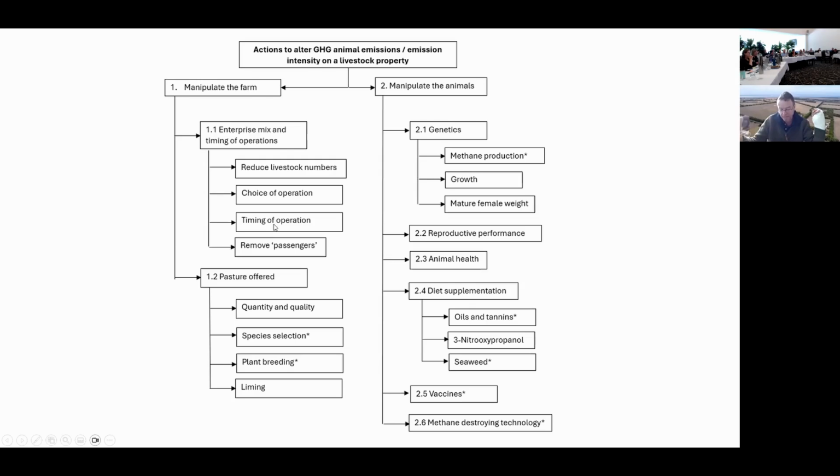And I keep emphasising build a base farm that is relevant to your area and your clients and who you're talking to, and then play around, tweak some of these things and see what impact they have. And the last one in the enterprise mix and stuff like that is about removing passengers.